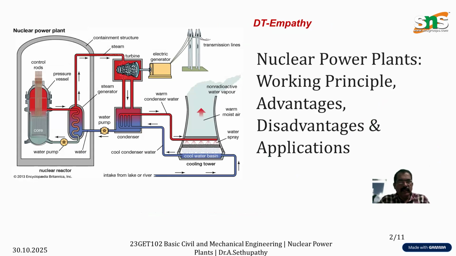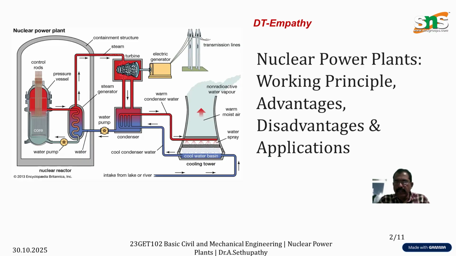So this is the schematic diagram of the nuclear power plant. In this power plant, we have a turbine, electric generator, boiler and pressure vessel. The pressure vessel is a very important part of nuclear power plants. In this pressure vessel, we are using uranium 235 for heating the water.